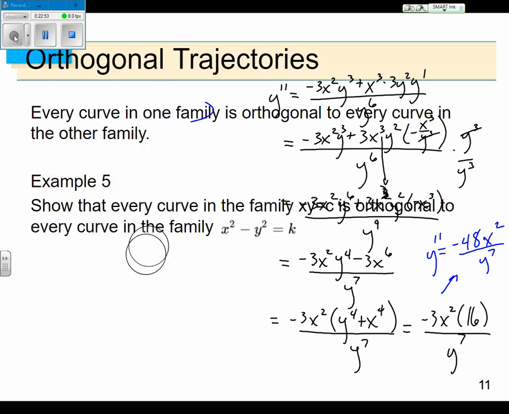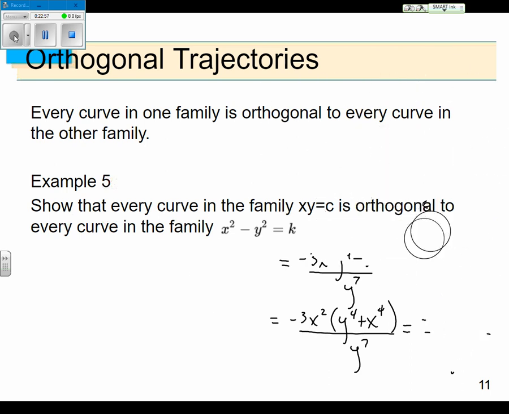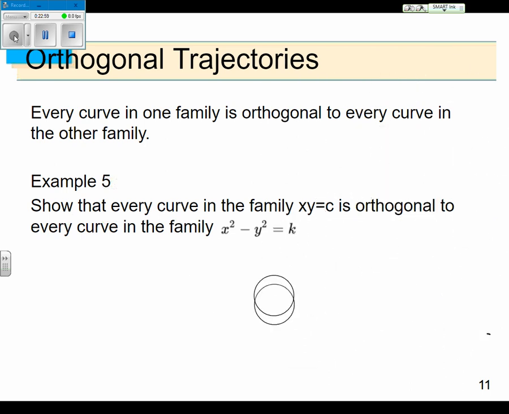Now, there's a couple homework problems that call for something called an orthogonal trajectory. An orthogonal trajectory is simply, it says that every curve in one family is orthogonal to every curve in the other family. I don't know if I've ever in 15 years had a student tell me what an orthogonal trajectory actually means. So let's just take a look at it.